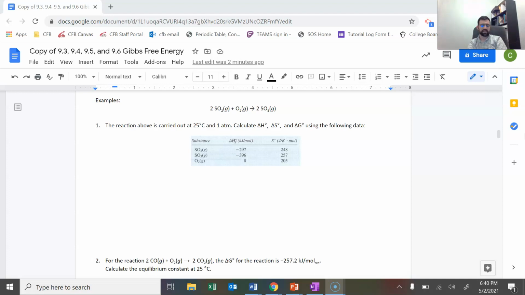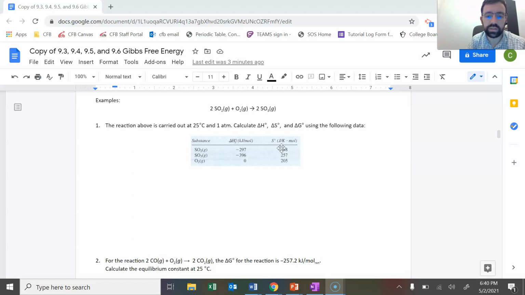All right, let's try some example problems, some practice problems with Gibbs free energy. So starting here, the reaction above is carried out at 25 degrees Celsius in 1 atmosphere. We want to calculate the delta H, delta S, and delta G using the following data. So I have these substances. I've got my delta H of formation values, my S standard values, my entropies. And I want to calculate delta S, delta G, and delta H.